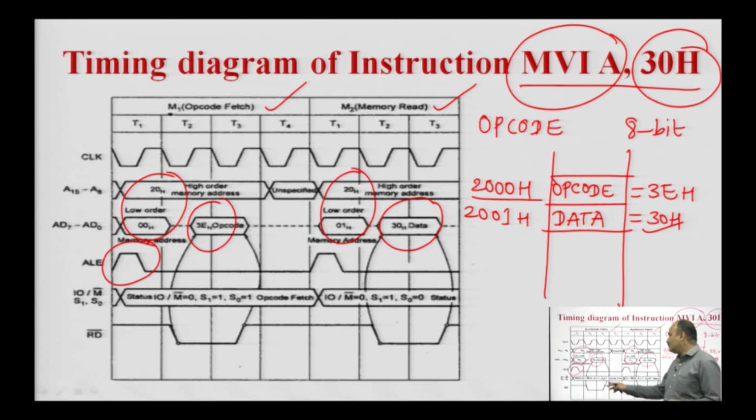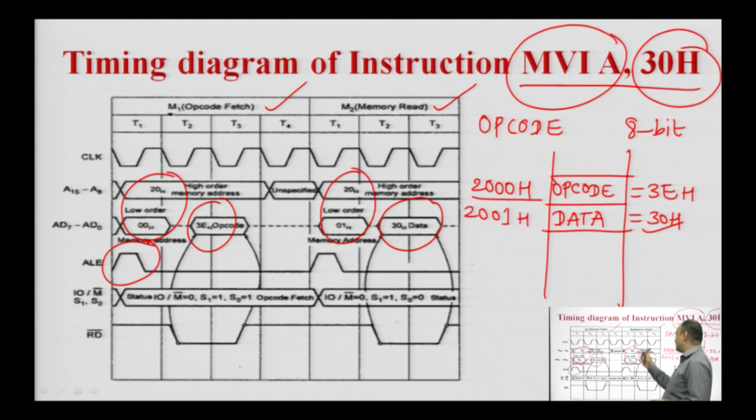At the T2 T state, the processor will generate the active low read control signal to enable the memory device in M1, machine cycle 1, that is the opcode fetch machine cycle, and this signal will remain low up to the T3 state. At the T3 T state, this signal will change its state from logic 0 to logic 1 to disable the memory device. So, the read control signal is used to fetch the operation code from the memory location having address 2000H.